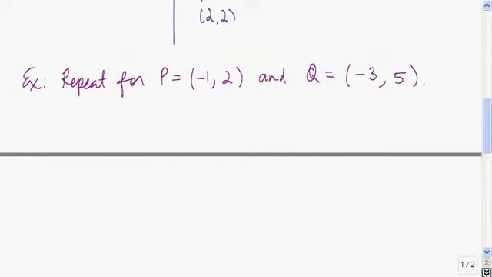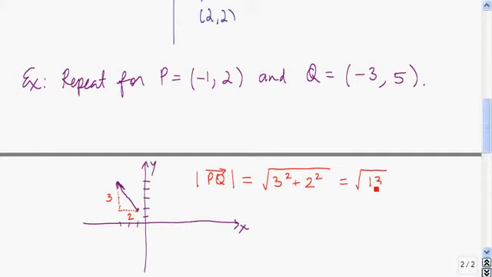Okay, press pause while you work on this example. Okay, so you should have constructed your little right triangle that has a side length here of 2 and a side length here of 3. So then you just use the Pythagorean theorem to find the length of the vector, or the magnitude of the vector, and that is equal to square root of 13.